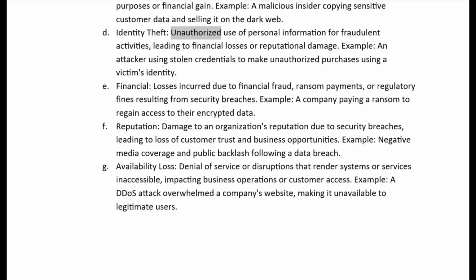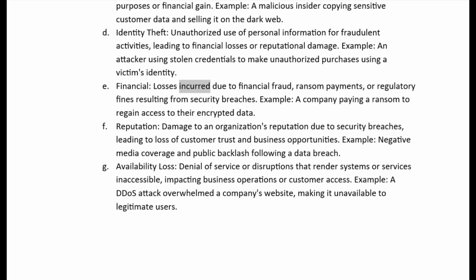Identity theft: unauthorized use of personal information for fraudulent activities, leading to financial losses or reputational damage. Example: an attacker using stolen credentials to make unauthorized purchases using a victim's identity.